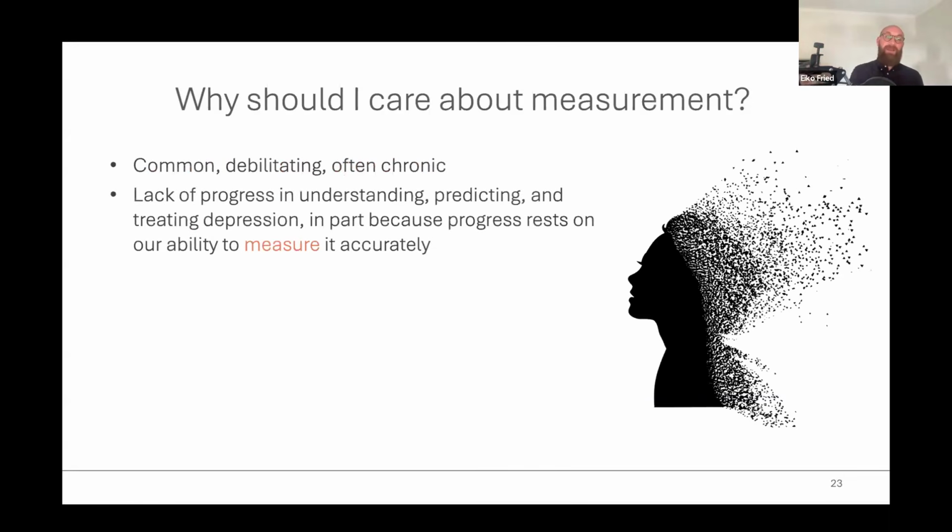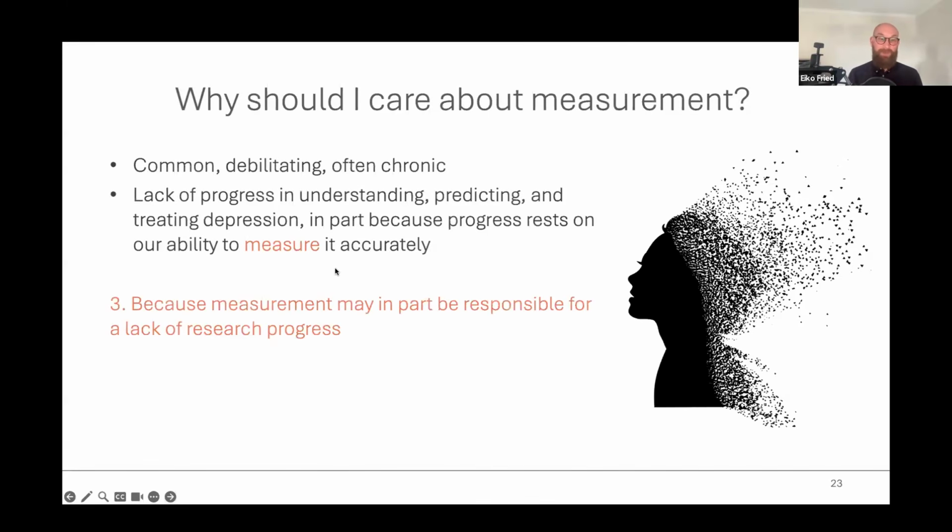There is an agreement that we have had a lack of progress in understanding, predicting, and treating depression. The most common gold standard treatments today that we still use are antidepressants and CBT, and we already did this 35 years ago in pretty much exactly the same fashion. And I believe that our lack of progress in these areas is in part because progress rests on our ability to measure something accurately, and I think we've been slacking a little in this regard. So the third reason why you should care about depression measurement is that measurement may in part be responsible for a lack of research and clinical progress in this area.